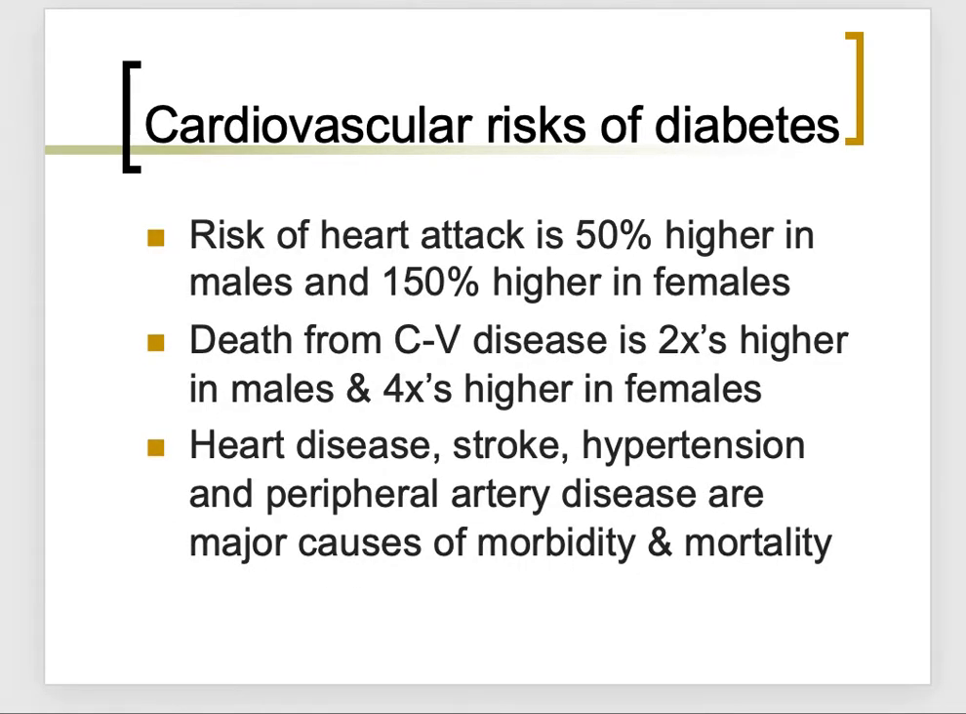The problem with diabetes is the huge risk it puts on our body for other chronic conditions, primarily cardiovascular disease. When you take a look at heart attacks, or myocardial infarction, 50% higher in males, and get this, 150% higher in females with diabetes. The death from cardiovascular disease is 2 times higher in males and 4 times higher in women. Heart disease, stroke, hypertension, peripheral vascular disease, all of these are at huge risk with diabetes. Why?